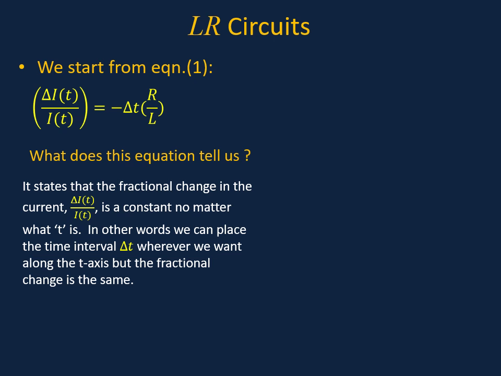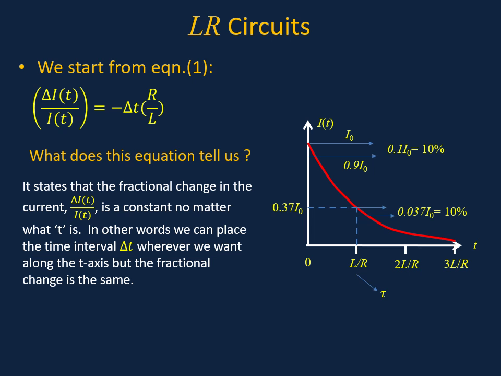Now, what does this mean? Let's try to look at it graphically. What we have here is the current as a function of time, and at t equal to 0, we know clearly that the current is I0, which is V0 by R. Now, we're going to wait a certain amount of time delta t. It doesn't matter what that time is. We're going to wait such that the current drops to 0.9 I0. So the change in the current we are creating is 10%.